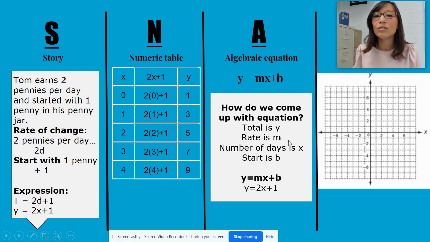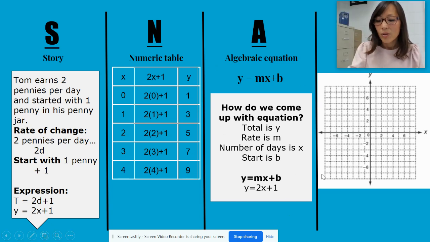Our rate is represented with the variable m. The number of days in this situation is going to be represented with x. But then we begin with something, so our start is the variable b. And that's how we filled in our equation. So y is equal to 2 pennies per day plus where we began, which was 1 penny. And now that we have our equation, we can graph that equation for our values of x, where x is our x coordinate and y is our y coordinate.